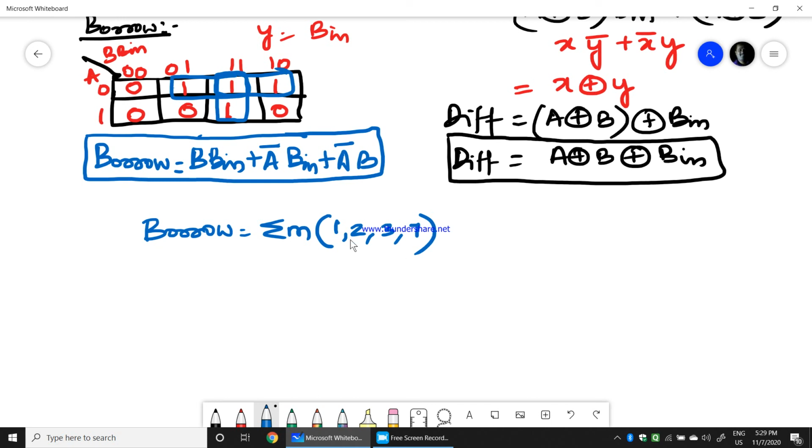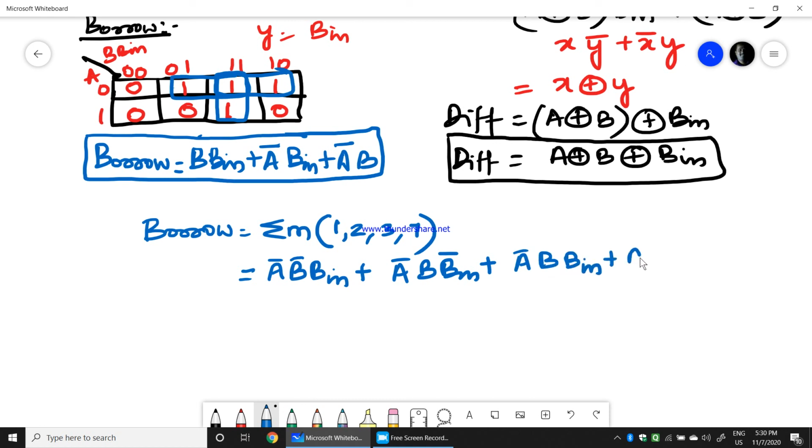That is the reason why we take the expression directly from the truth table. So the borrow: 1 is 0, 0, 1, so I can say it is A bar B bar B in, plus 2 is 0, 1, 0, A bar B B in bar, plus 3 is 0, 1, 1, therefore A bar B B in, whereas 7 is all ones, A B B in.